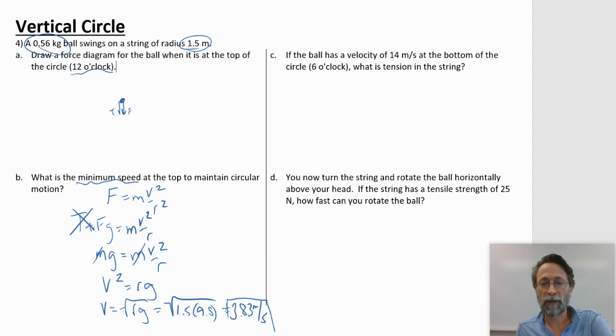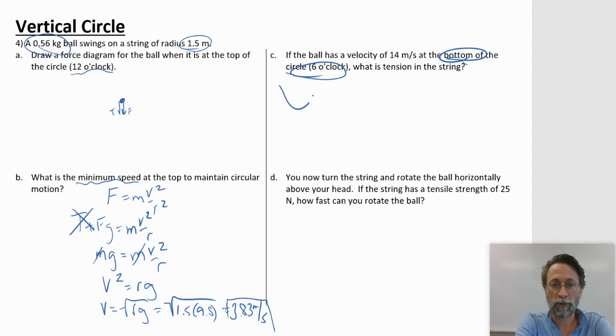If the ball has a velocity of 14 meters per second at the bottom of the circle, so notice we're talking about a different part of the circle. So again, I'm going to have to look at the bottom part here, where I'm going to have the force of gravity going down. I'm going to have the tension going up and complete my circle there. What is the tension in the string? So if I talk through this idea back over here again, I'm going to have the centripetal force, or the sum of all the forces, equals mv squared over r.